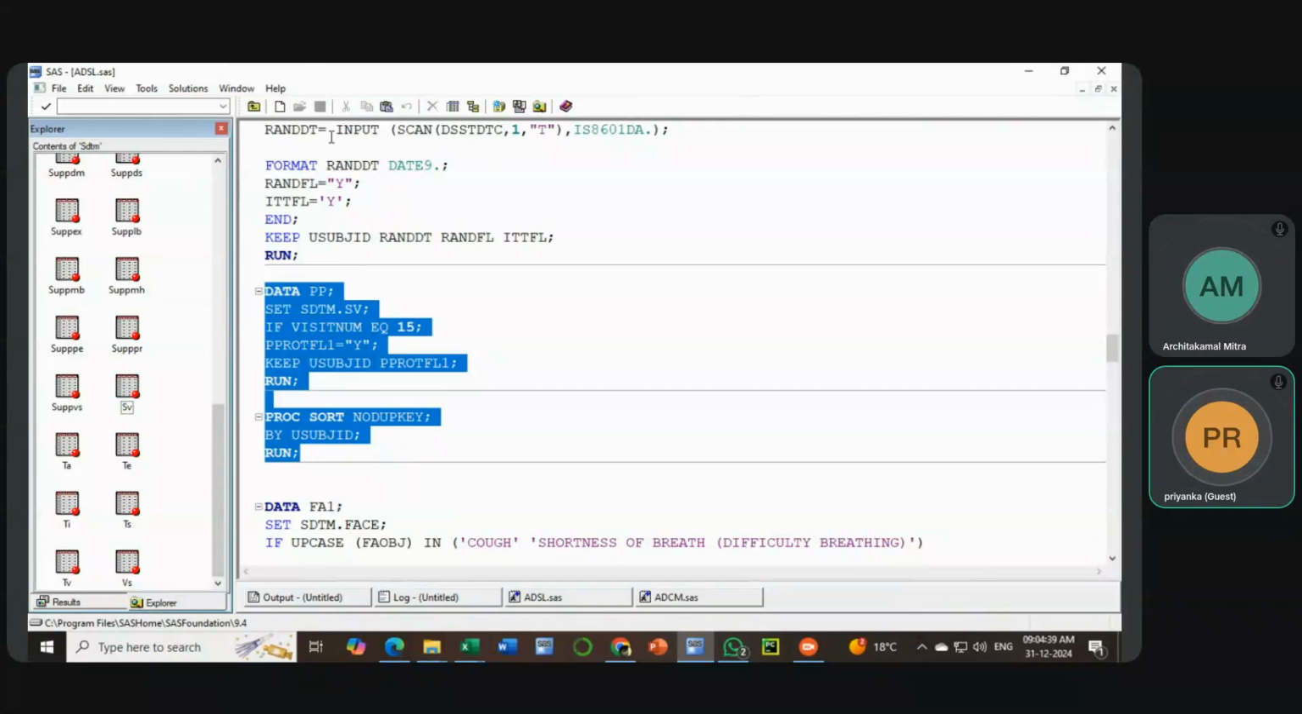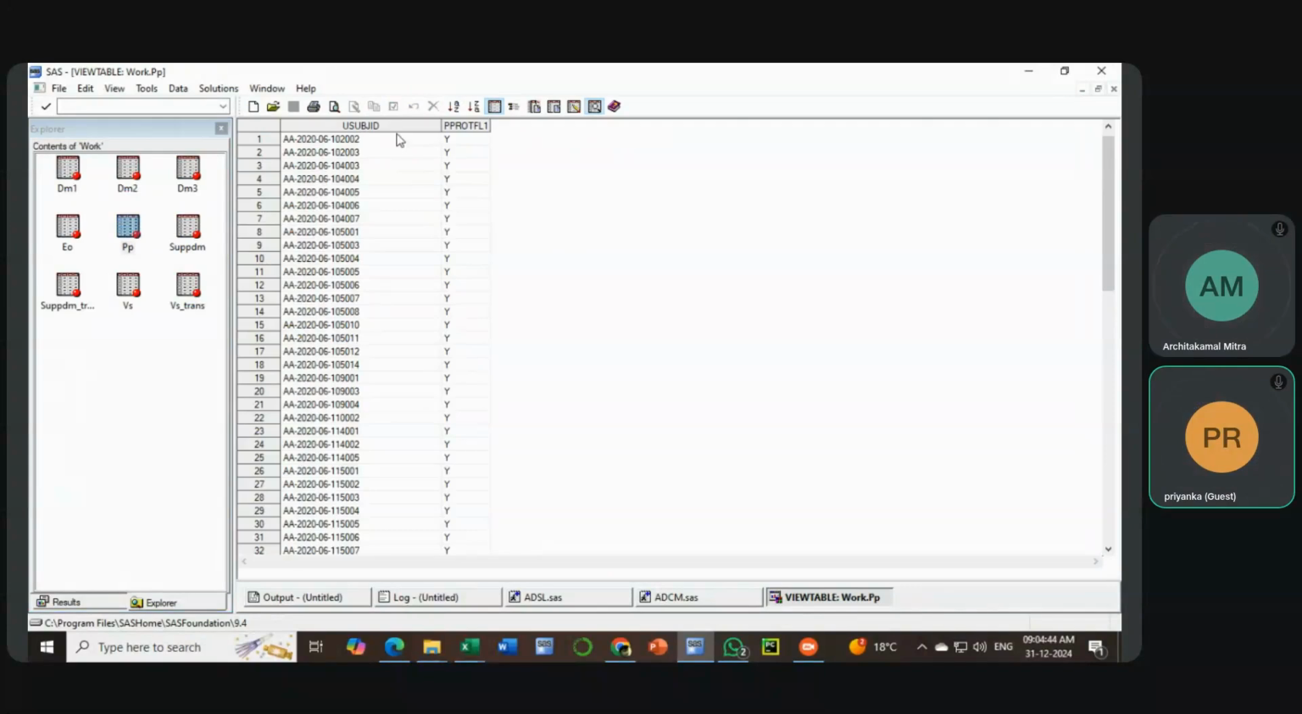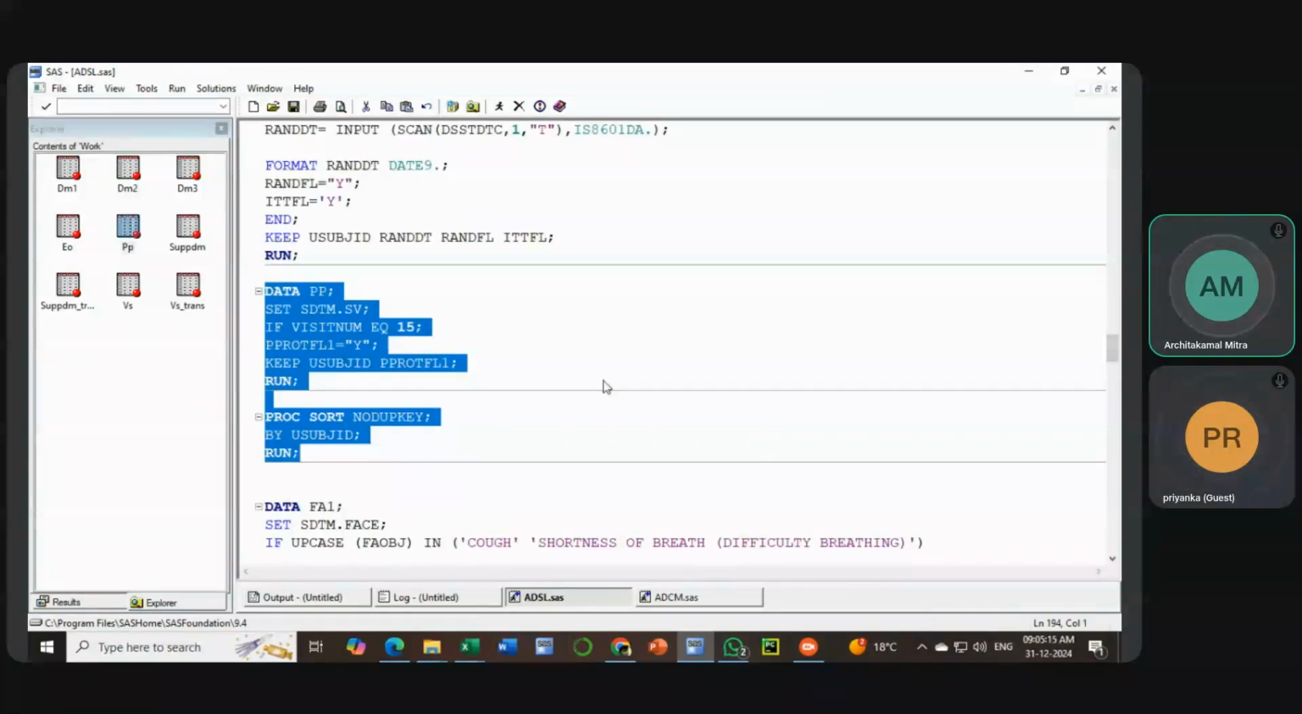We get data PP. Let's go there. So we get, this is per protocol yes, 3 is yes. So 1 probably is not there. 3 is yes, 3 is yes. All these things are there. 10410. So everything per protocol is there. But this is not correct. With this, there should be an ITTFL flag here, column, and that also should be Y, Y, Y, Y, Y, Y, Y, and Y, and like that. And then if this is yes, then PPROTFL, which is the standard ADSL variable, that would be 1. And for that, we have to do the merge.